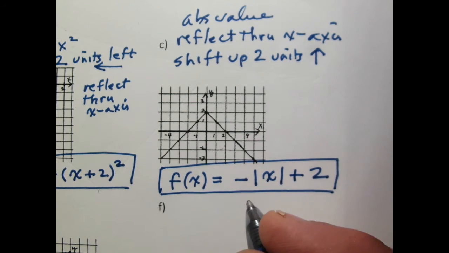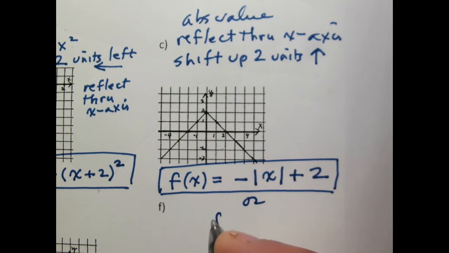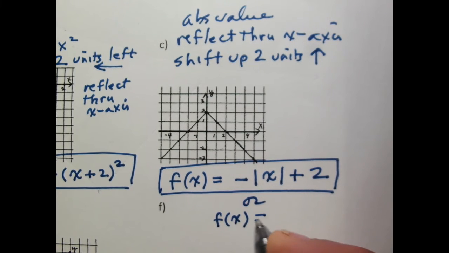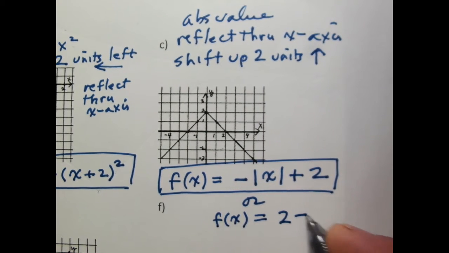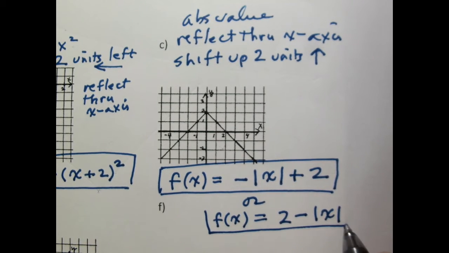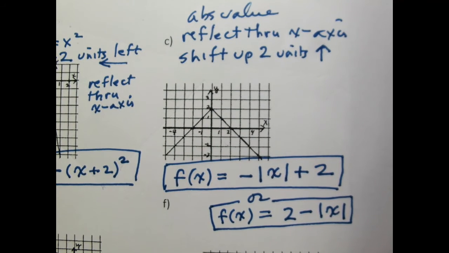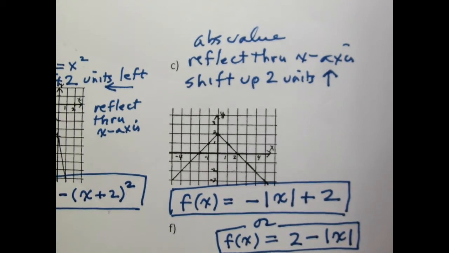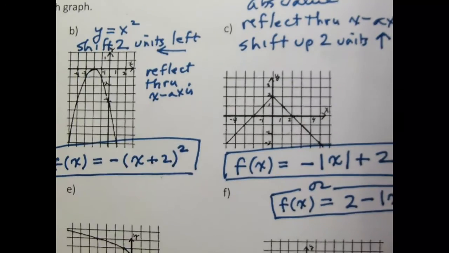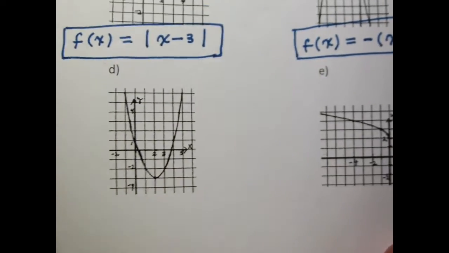Now, you can also write that answer, same answer, in the following way if you want to show off a little bit. Write that 2 minus the absolute value of x. I consider that the confusing way to write that because that's equivalent. We just rearrange the terms, but it's a little bit easier to see the transformation in the first form. So there's C.